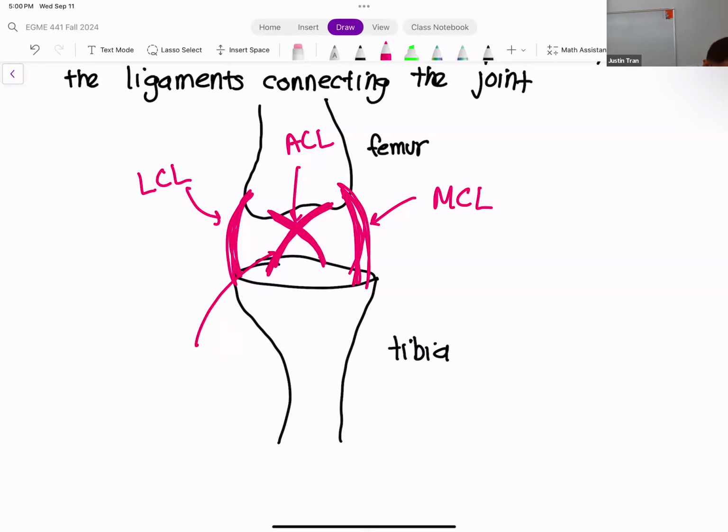And the other one is the PCL. That stands for posterior cruciate. And so the combination of all these ligaments, and these ligaments are quite strong too, they have a lot of strength. They can withstand a lot of load. These are the ones that give stability to the knee. Okay.